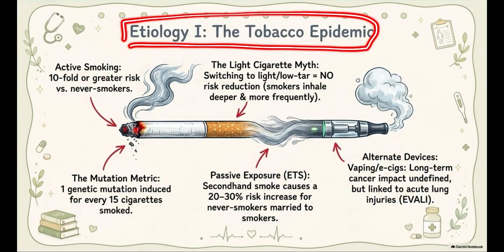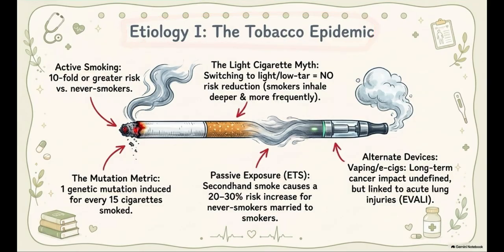Etiology is simply a medical term for the root cause. It describes the specific genetic and environmental origins of a disease. It is the exact spark that initiates the disease process within a perfectly healthy human body.